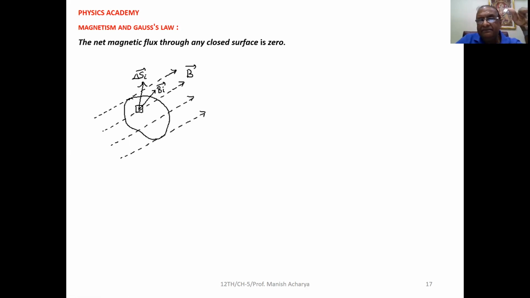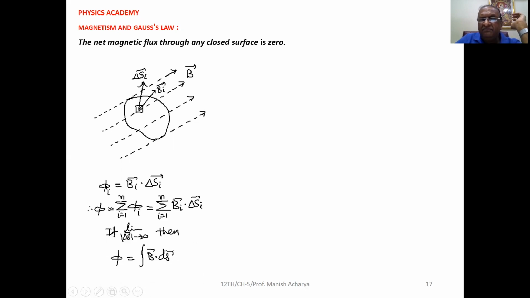So for that, consider any infinitesimally small ith surface element for which the area vector is delta Si, and the magnetic field at that surface element is Bi. Then we can write the flux passing through this ith surface element as Bi dot delta Si.